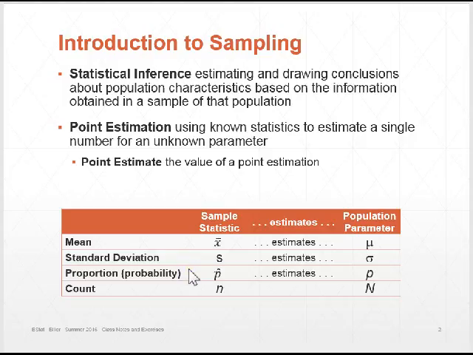And sample proportion: in relation to experiments that are binomial, that have exactly two possible outcomes, we could say that a sample proportion of success is represented by p hat, and that could be used to estimate the population proportion of success indicated by the lowercase p. And finally, on this table I've added a count row. So if we see lowercase n, always think sample count. Uppercase N, always think population count.